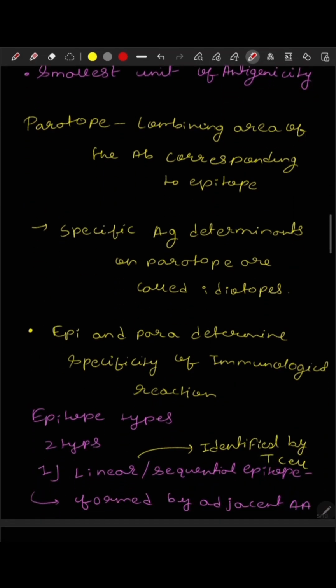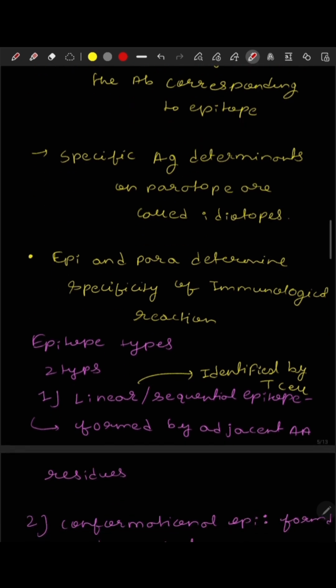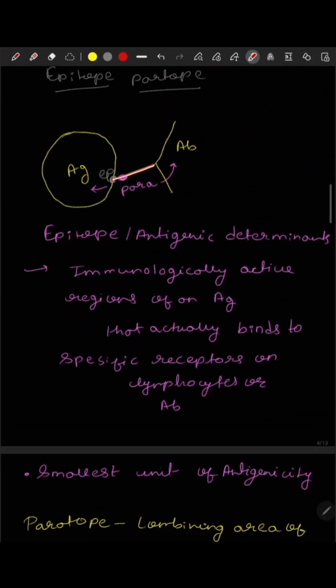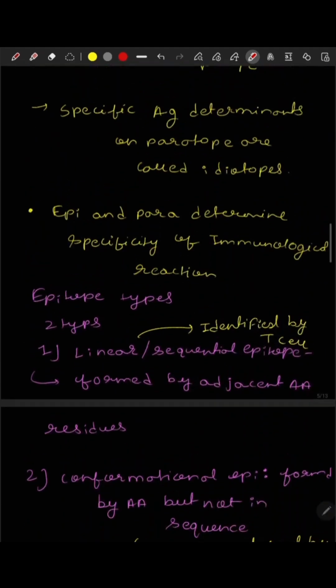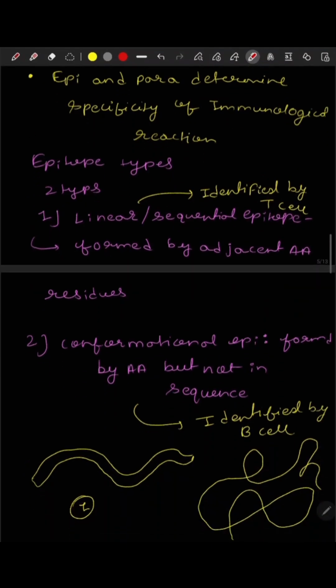Then the paratope, it is the combining area of the antibody corresponding to the epitope. The specific antibody determinants of the paratope are called idiotopes. Epitope and paratope determine specificity of immunological reactions. These epitope and paratope are specific in nature, as this epitope will only bind to its corresponding paratope and bind to the certain antibody, not to a different antibody, as we know, the lock and key model.